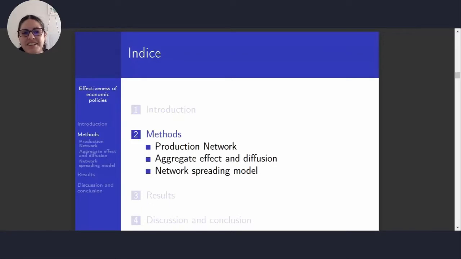I've been forgetting to say next slide. No, don't worry. The slides are working perfectly anyway. Don't worry. Okay, sorry for the interruption. No, it's fine. We're going to the methods section.